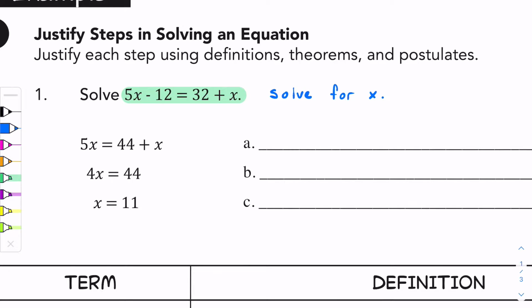All right, and what we need to do is for every single step, we need to justify using one of those previous properties. So you should have that definitions, theorems, properties of equality sheet out in front of you, or else you could call it your vocab sheet.